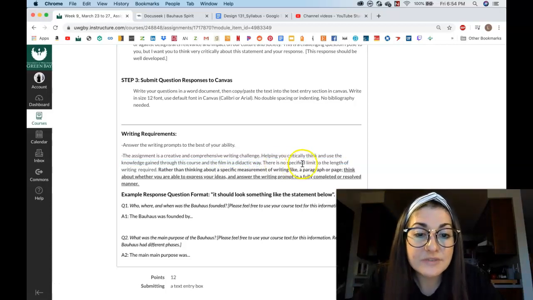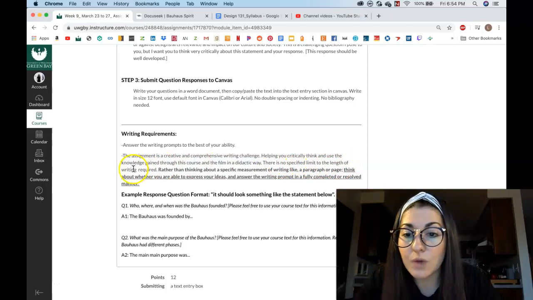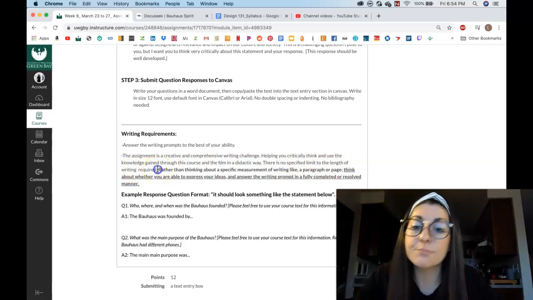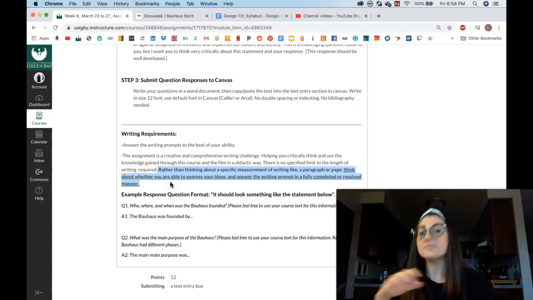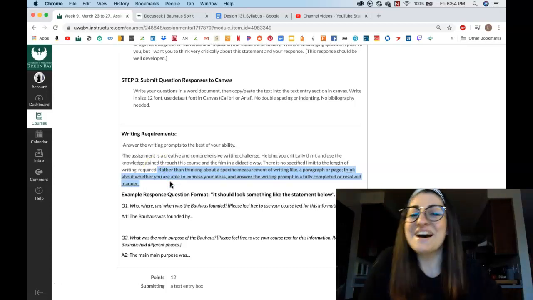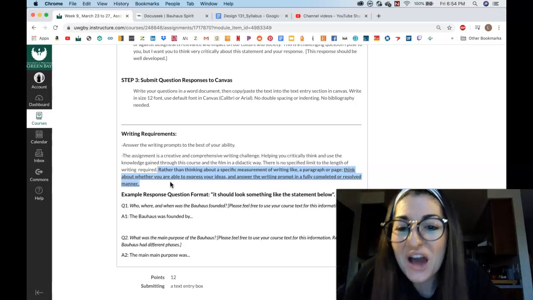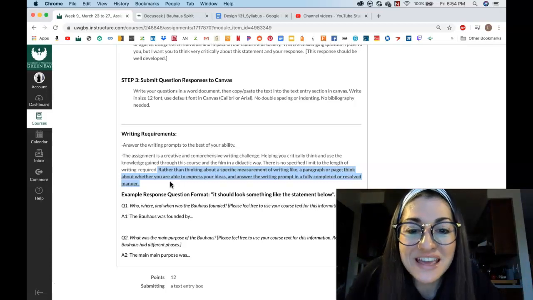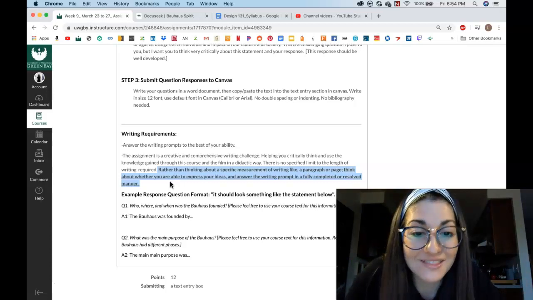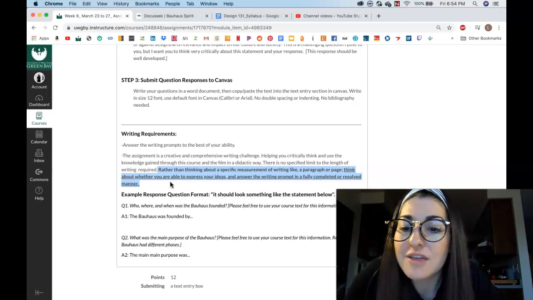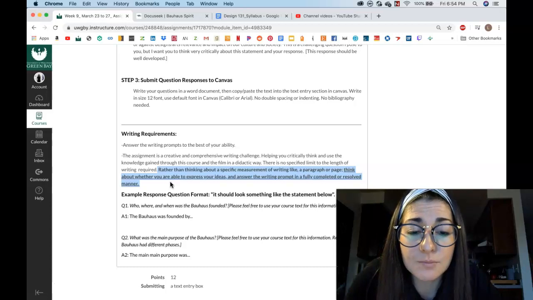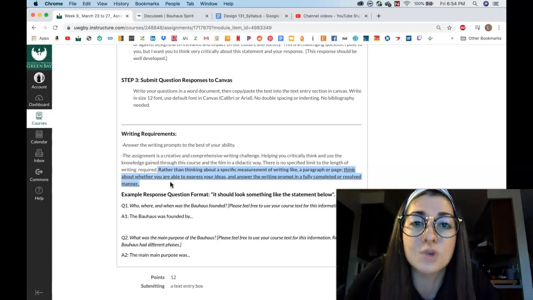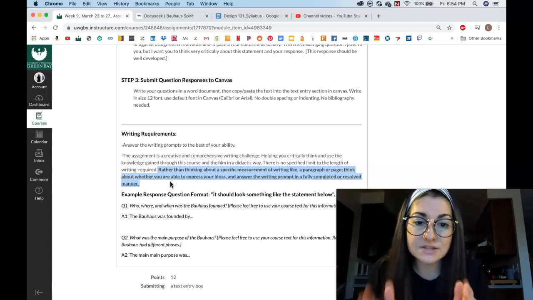There is no specific limit to the length of writing required, and this is the important part, hence why it's in bold and underlined. That's when you know it's important. Rather than think about the specific measurement of writing like a paragraph or page, think about whether you are able to express your idea and answer the writing prompt in a fully completed and resolved manner. So that's the critical part, right?